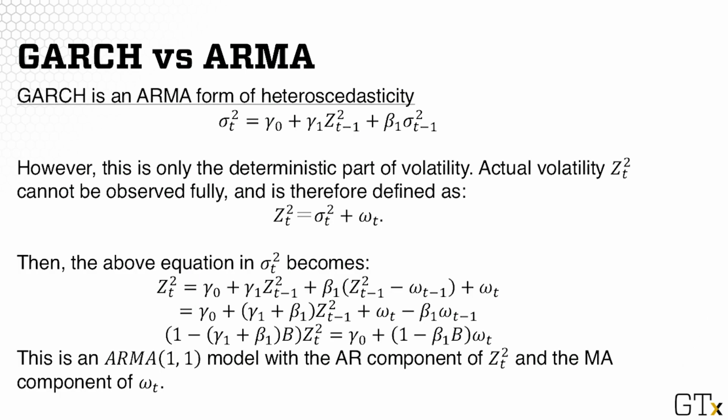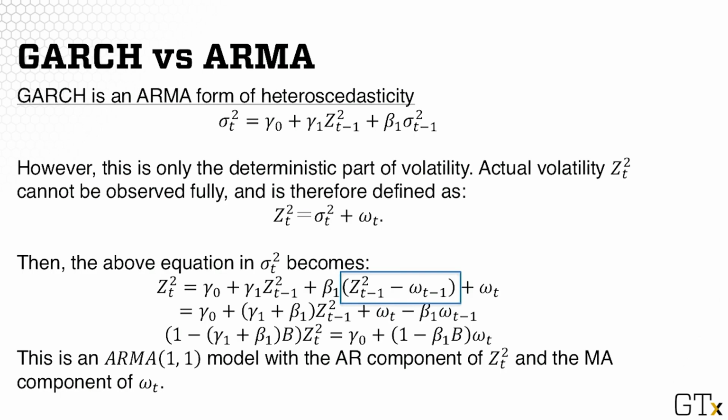If Z_t is modeled by a GARCH model, then Z_t squared is an ARMA process, but not with IID, or independent identically distributed, white noise. The volatility of the Z_t squared cannot be observed fully since it depends on the lagged Z_t squared time series. In this example, it depends on Z_{t-1} squared. Thus, we express Z_t squared as the sum of the volatility and omega_t.